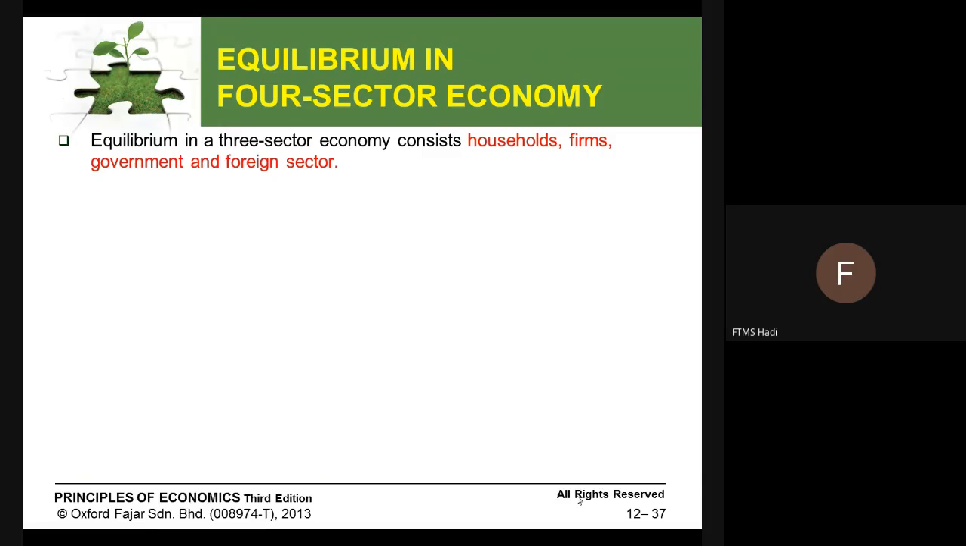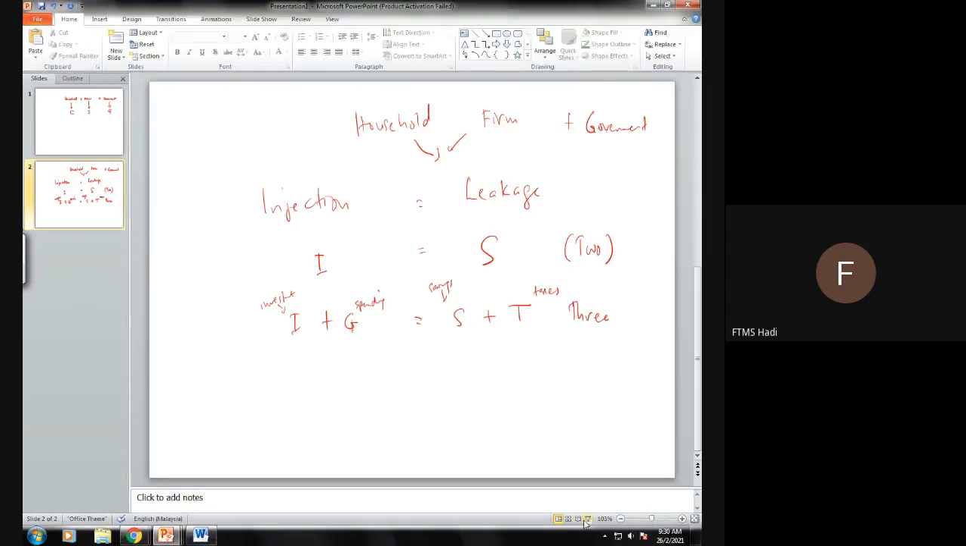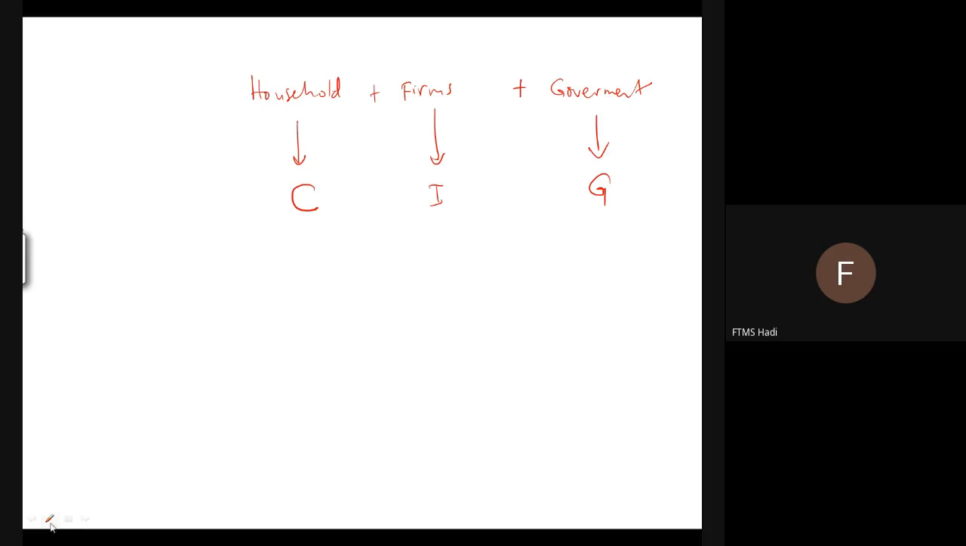Four sector economy happens when there is another inclusion. Four sectors means the inclusion of the foreign sector, which has the symbol X minus M, export minus import. Two sectors means household and firm. Three sectors: household, firm, government. Four sectors: household, firm, government, and foreign sector.